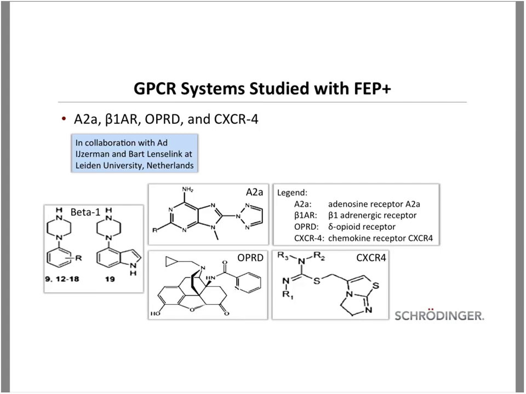Another domain of applicability that we've studied are membrane proteins in the form of GPCRs. Here, the simulations have to be done in the presence of the membrane, which slightly complicates the automated setup, so we spent some time hammering out the details there. This has been done in a collaboration with a group in the Netherlands. We've looked at 4 data sets here: the beta receptor, the A2A receptor, the delta opioid, and the CXCR4.